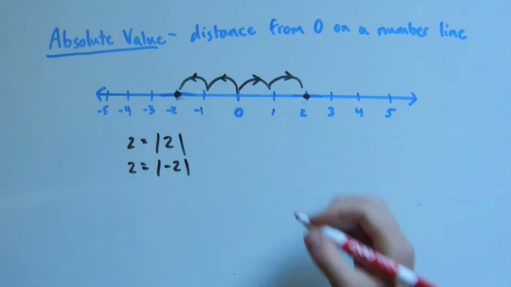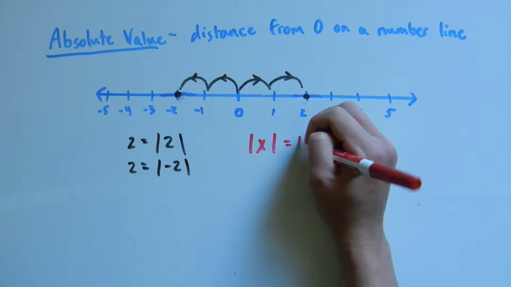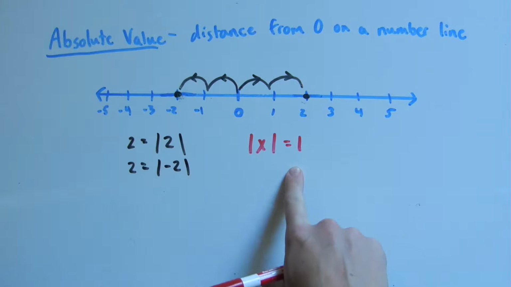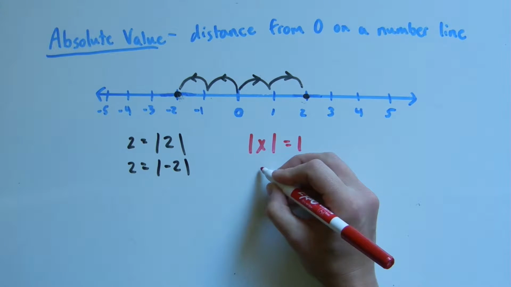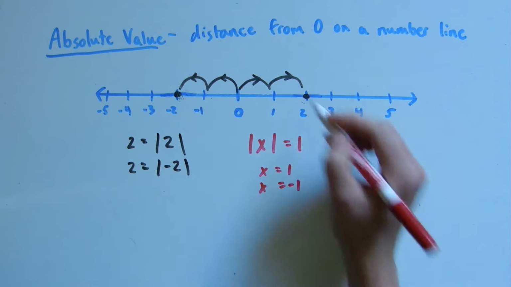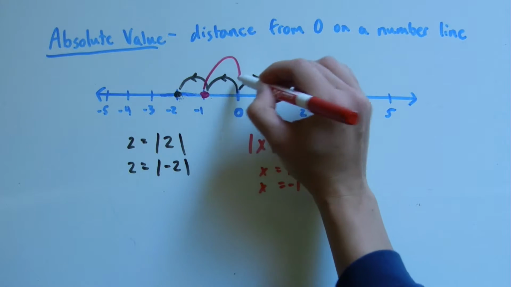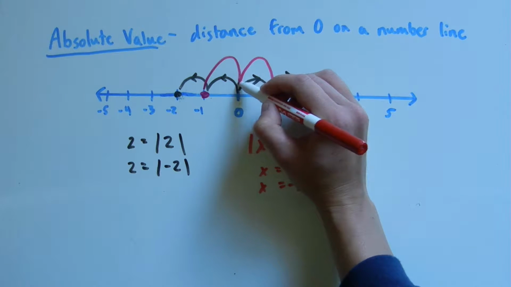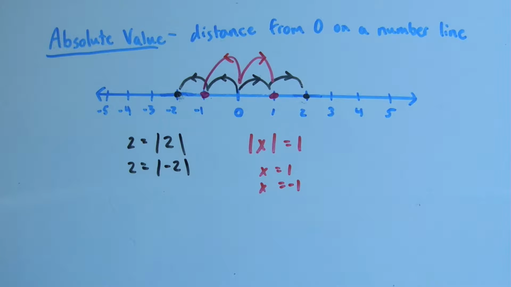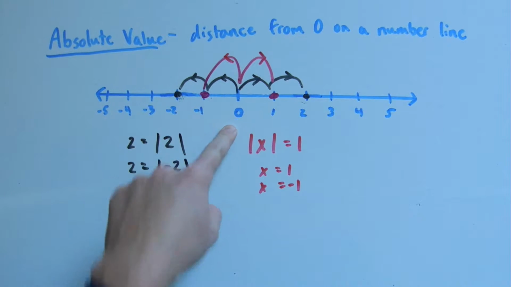Let's say that I give you that the absolute value of x is equal to 1. So the distance again from 0 is 1. We know that x is either equal to a positive 1 or x is equal to a negative 1 because both are one step away, going to the right and going to the left from the origin of the number line or from that 0 point.